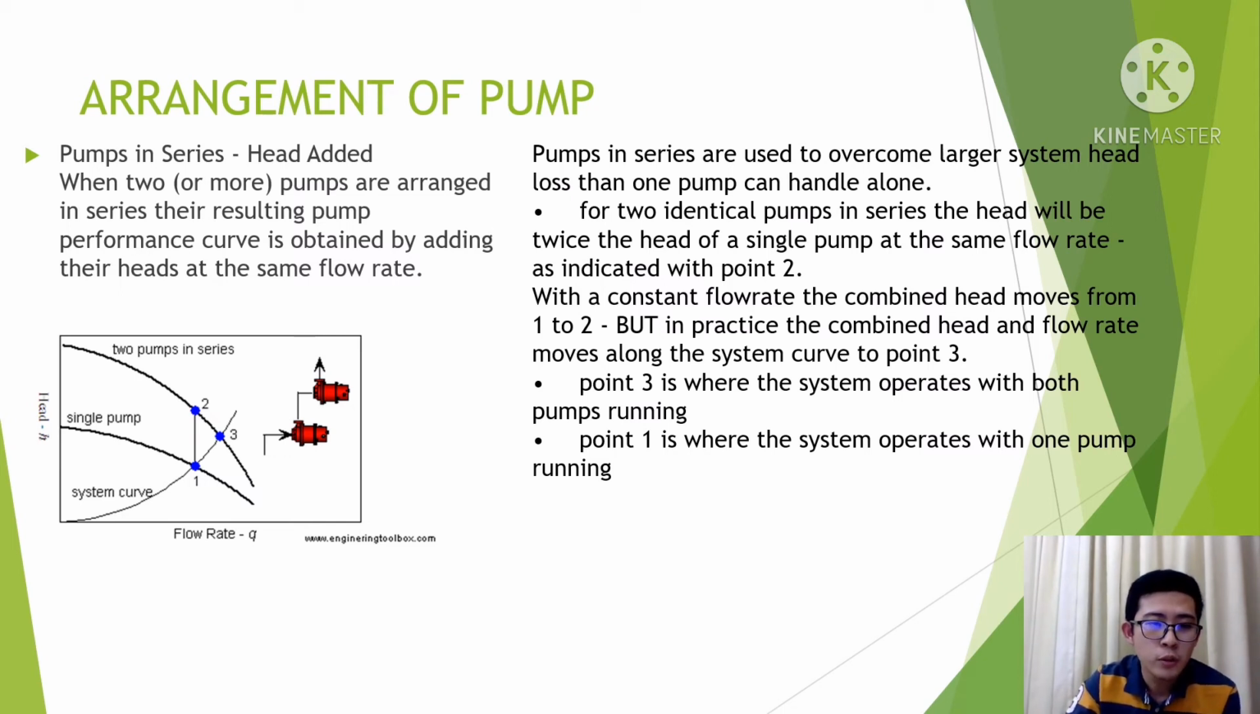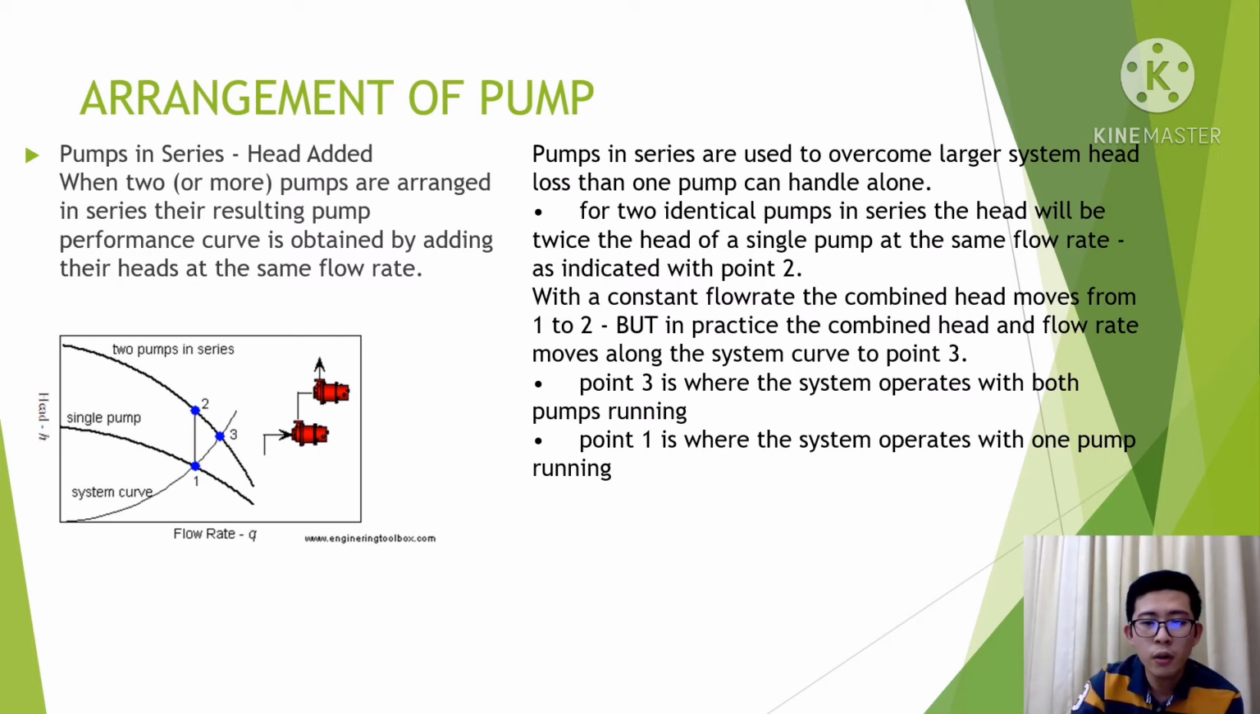First, we come to the pump in series. When two or more pumps are arranged in series, the resulting pump performance curve is obtained by adding their heads at the same flow rate, as shown in the figure below. Pumps in series are used to overcome larger system head loss than one pump can handle alone. For two identical pumps in series, the head will be twice the head of a single pump at the same flow rate, as indicated with 0.2.